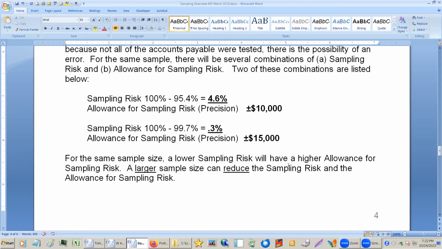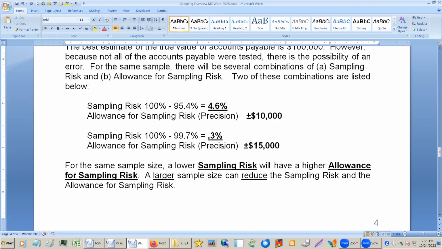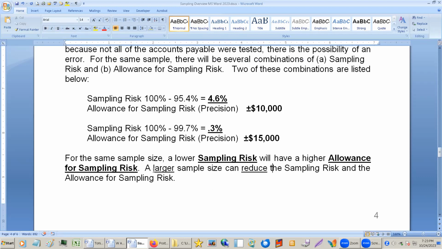So given the same sample size, lower sampling risk will have a higher allowance of sampling risk. So the allowance will be higher, the dollar amounts will be higher. So if you want to be 99% sure, you're going to have to allow for a higher amount of allowance. Now you can reduce that by increasing the sample size.